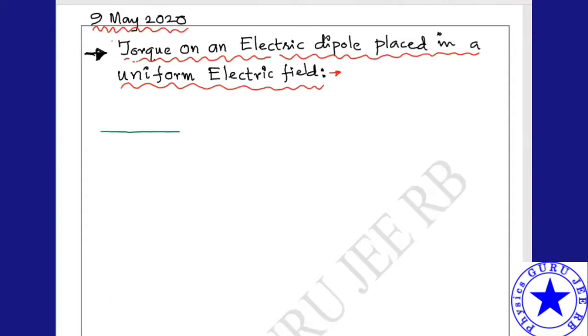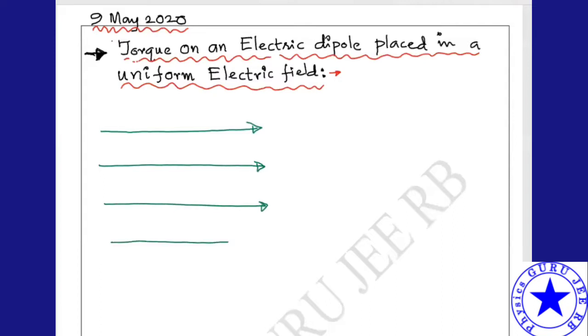Let me take this, which is nothing but a uniform electric field. They are straight and parallel to each other. Electric lines of force are straight and parallel to each other. So when the electric lines are straight and parallel, we call it a uniform electric field.